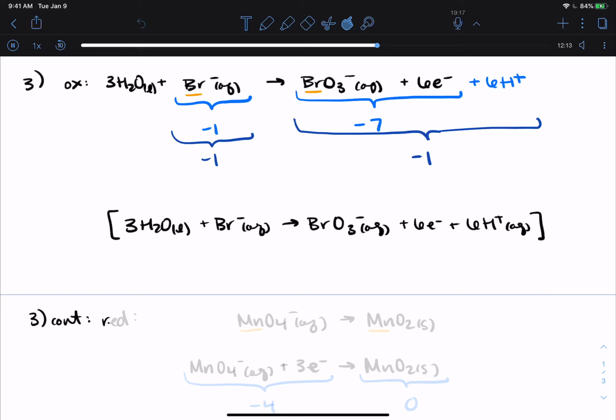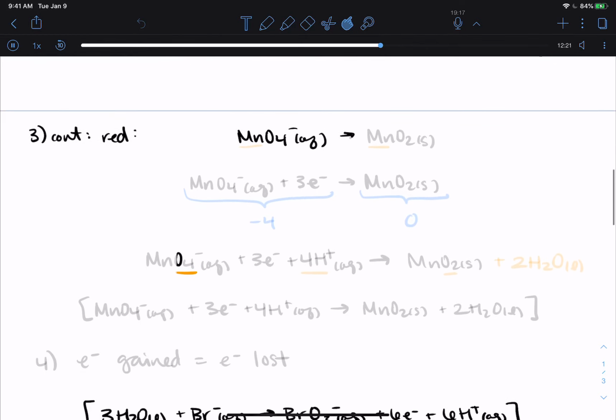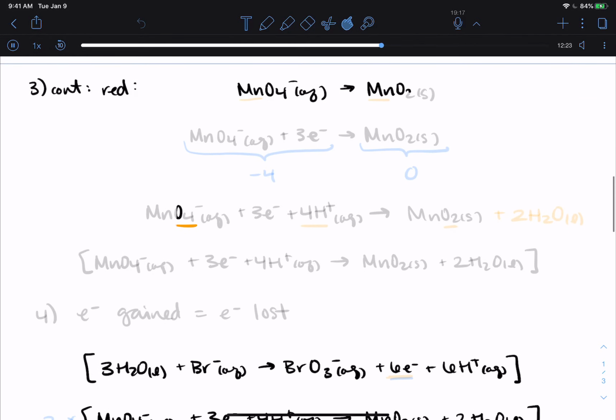I have to do it for the reduction half reaction. So MnO4 minus turning into MnO2. So from a +7 to a +4, I need to gain 3 electrons. So I need to add those electrons to the left-hand side of the reaction.